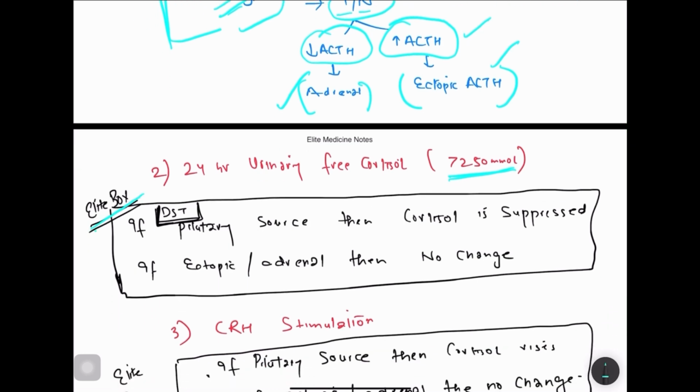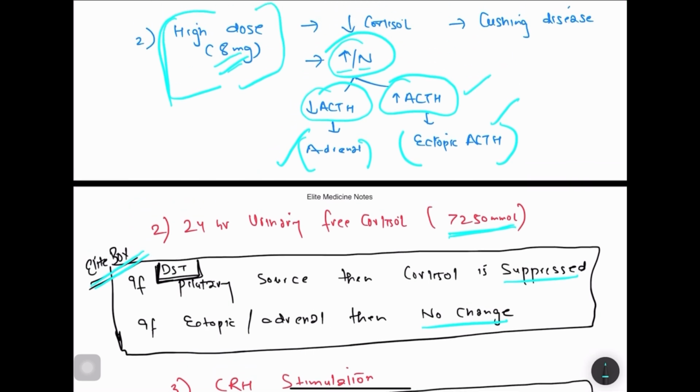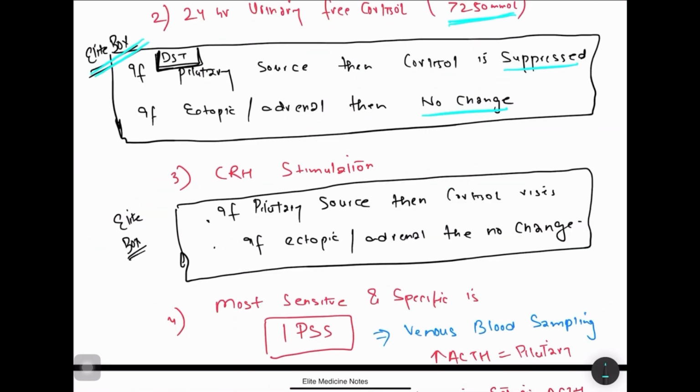Okay, I have summarized this in simple points. In the dexamethasone suppression test, if a pituitary source is there, the cortisol level is suppressed. And if there is an ectopic or adrenal cause, then there will be no change. There will be either normal or increased. Okay, we can do another investigation, that is the corticotropin releasing hormone stimulation test, and in that, if there is a pituitary source, then cortisol rises. And if there is an ectopic or adrenal source, there will be no change. Okay, here it is rise and here it is suppressed.